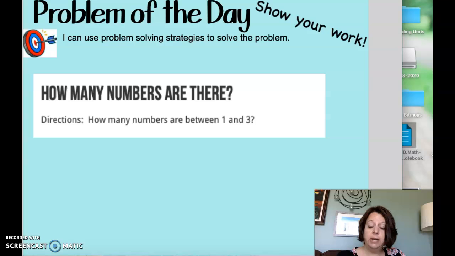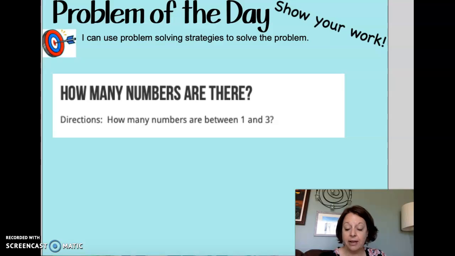Directions. How many numbers are there between 1 and 3? I want you to really think about this one. I'm going to put it on pause and come back in a little bit. Okay, we're back. How many numbers are there between 1 and 3?